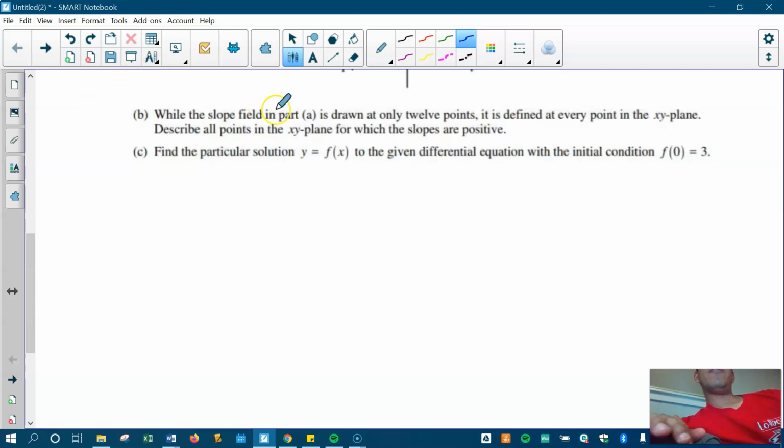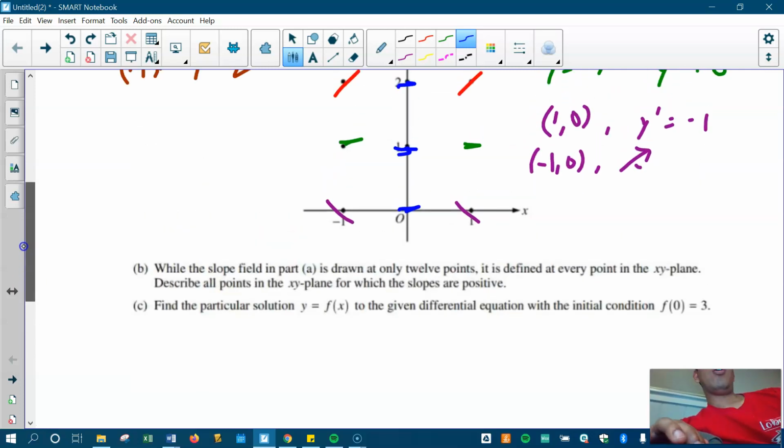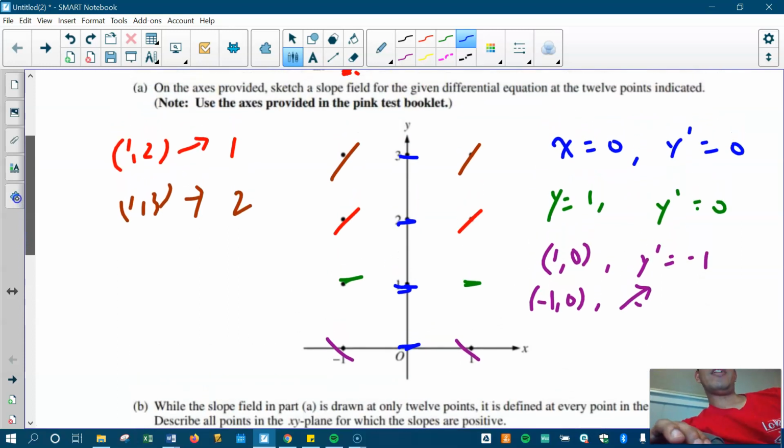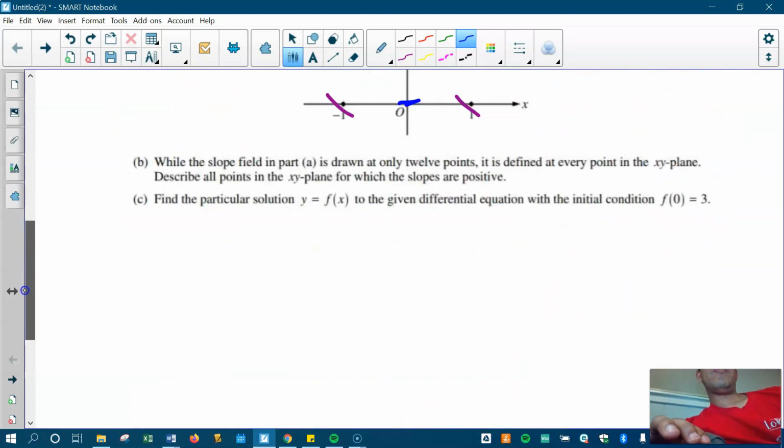B: while the slope field is drawn at 12 points, it is defined at every point in the xy plane. Describe all points in the xy plane where the slopes are positive. Now that's a little bit tougher. So let's take B down here.